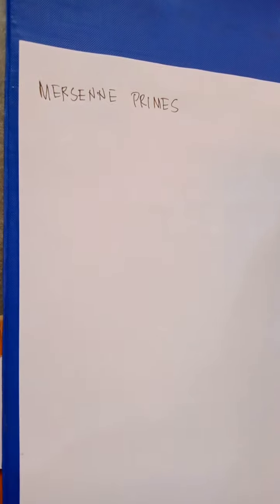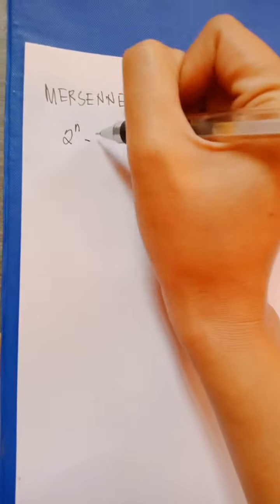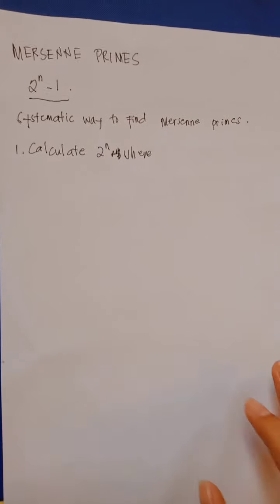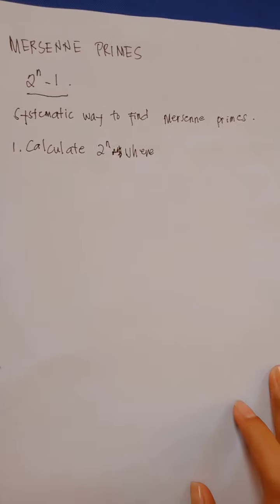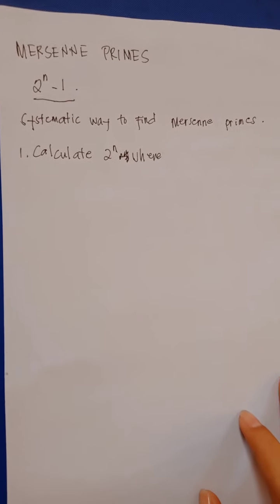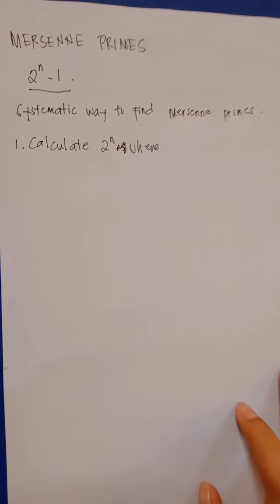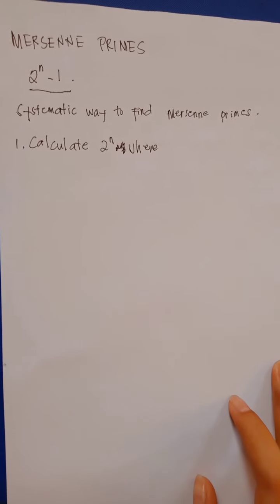A Mersenne prime is a prime number that is 1 less than a power of 2. In other words, any prime is Mersenne if it is of the form 2 to the power of n minus 1. Remember this form, 2 to the power of n minus 1, to find the Mersenne primes. Now, we have a systematic way to find Mersenne primes.